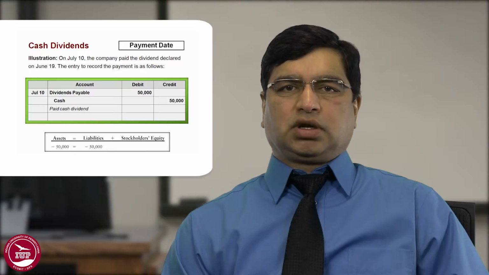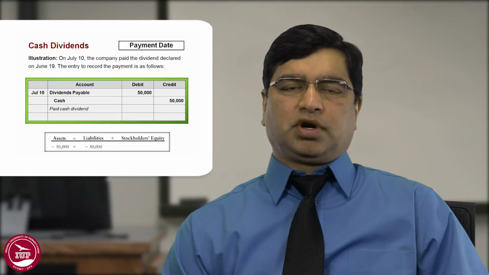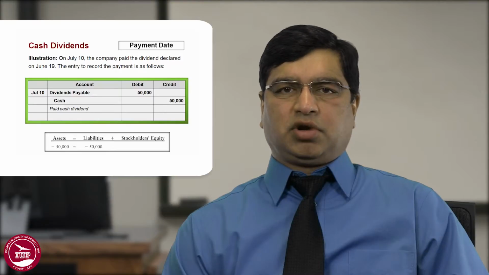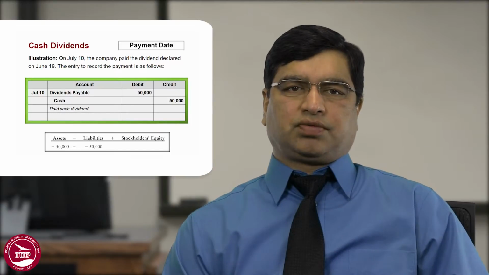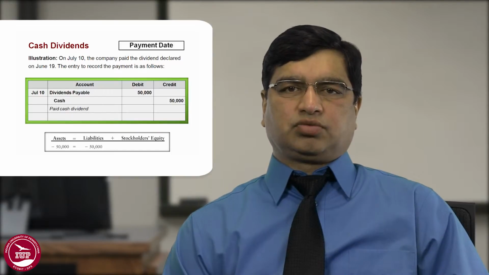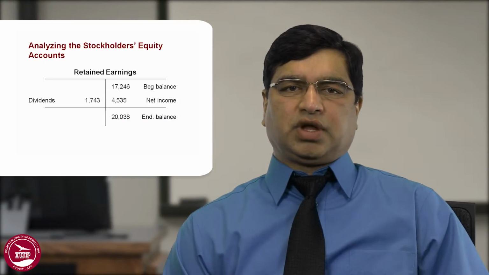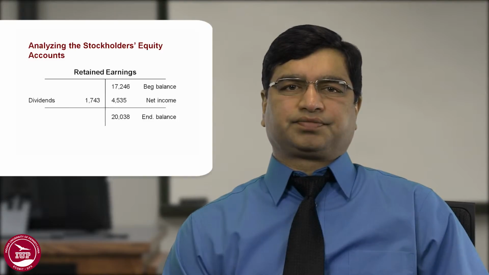On July 10th, the company paid the dividend declared. In that case, your dividend payable is debited. That liability is no longer there, and cash is credited as your cash has gone down. In terms of assets, your assets in terms of cash has gone down by $50,000, and the liability of $50,000 is paid off, so that is being subtracted.